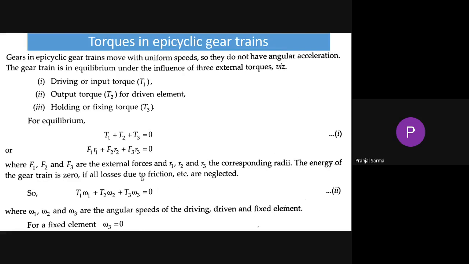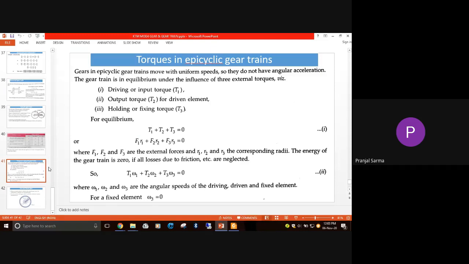If we consider the fixed element, its speed itself is 0. So for the fixed element omega 3 will be 0, and only the other two elements remain. That is the basic idea: the whole gear train is in equilibrium under the three torques present. That is the gist of this whole slide. The summation of all three torques is 0, and that is how we get equilibrium. With this, the theory part of this module is covered.